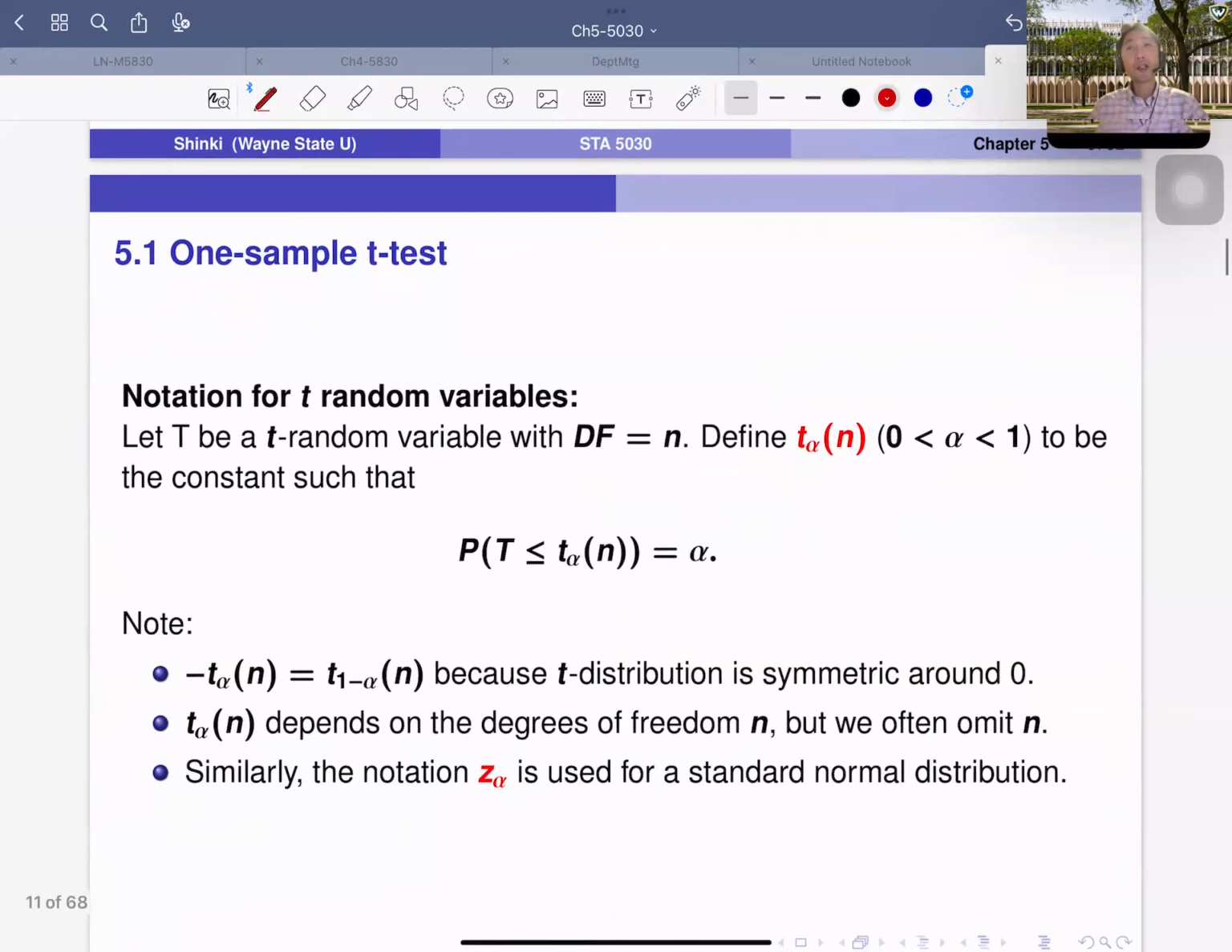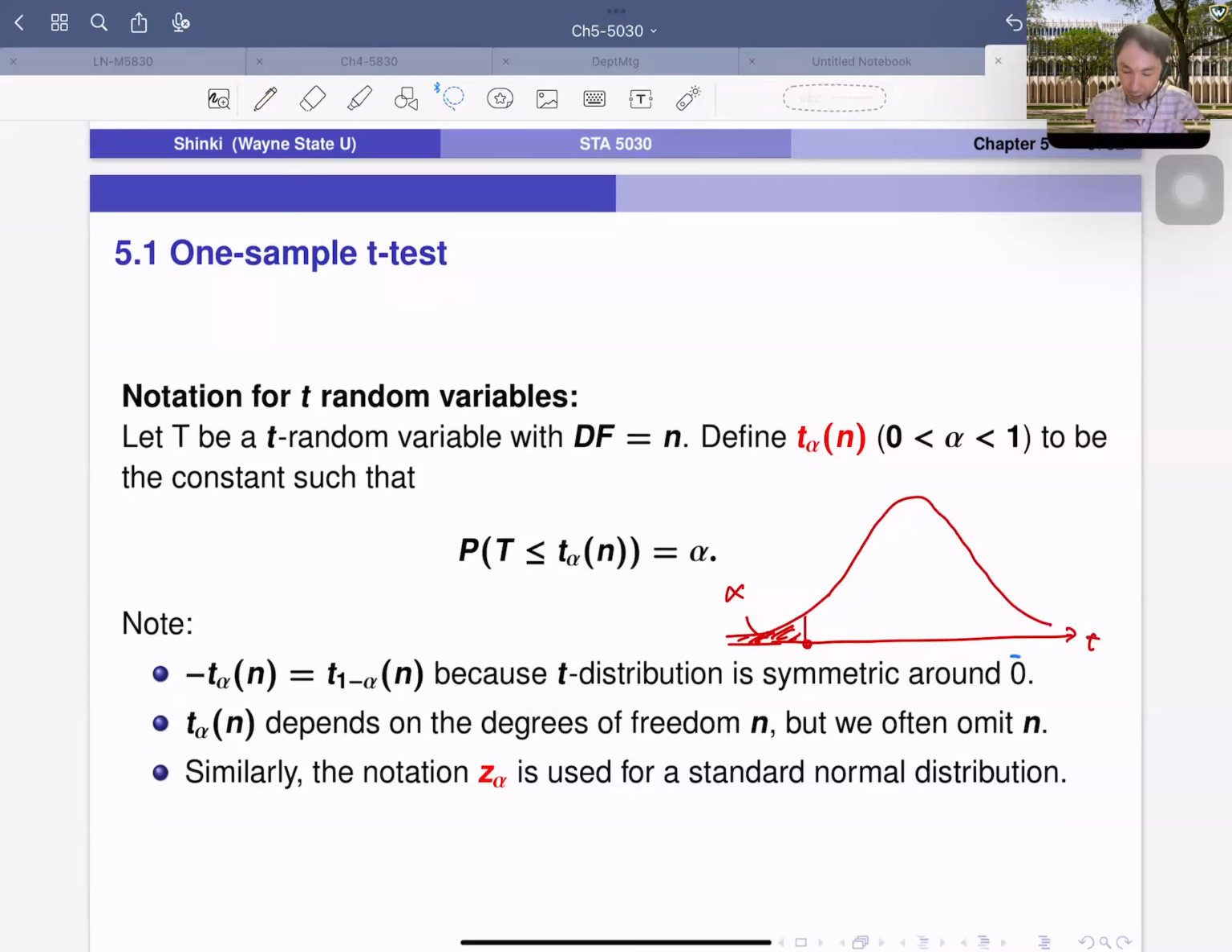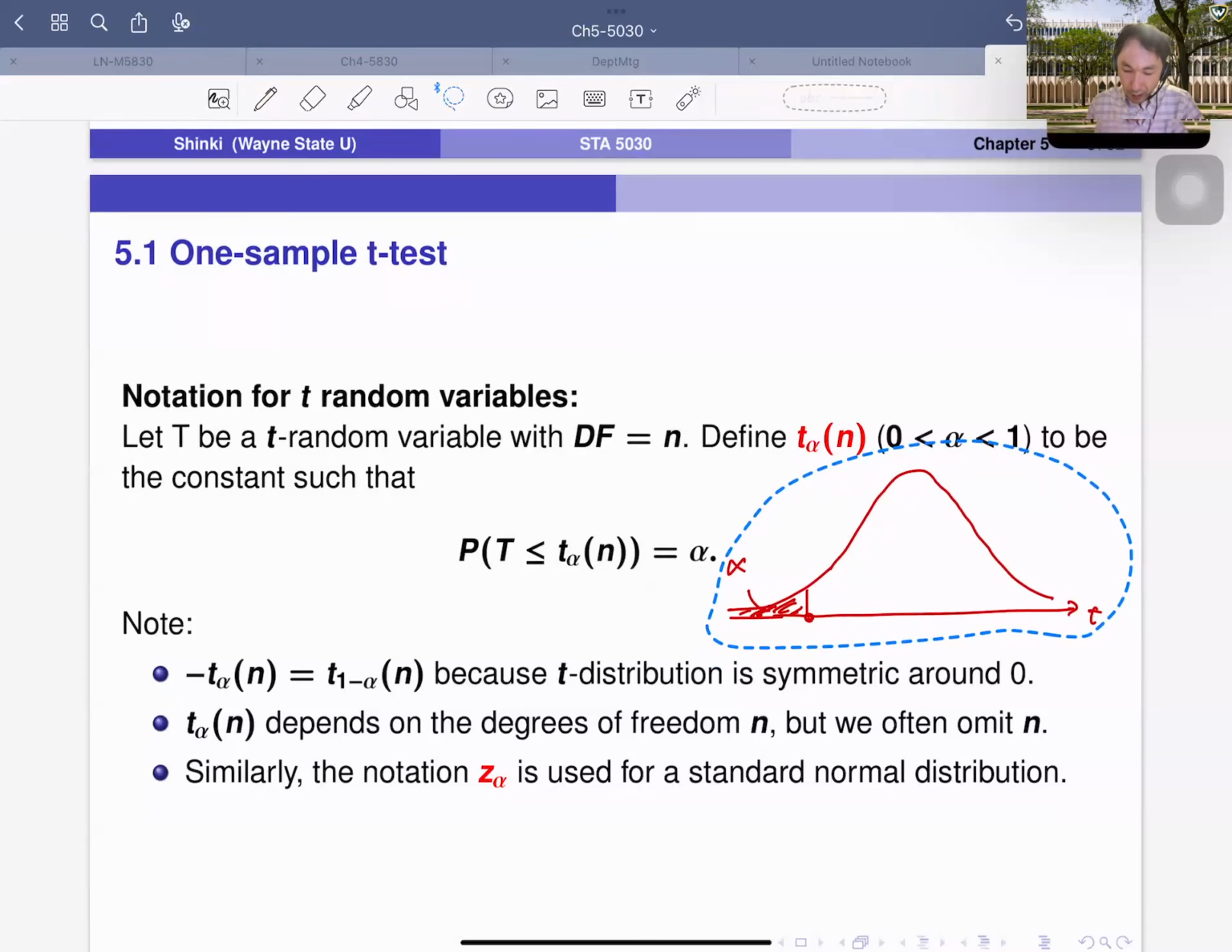Okay, so here is just a notation to conveniently state the theorem. So if we have the t distribution, this is almost normal, but t distribution, and if we have area alpha, this point is called the t sub alpha of n. So at first, this is the t distribution with degrees of freedom n. This is the PDF of t sub n. And this point is called t sub alpha of n. So here, n is just a number.